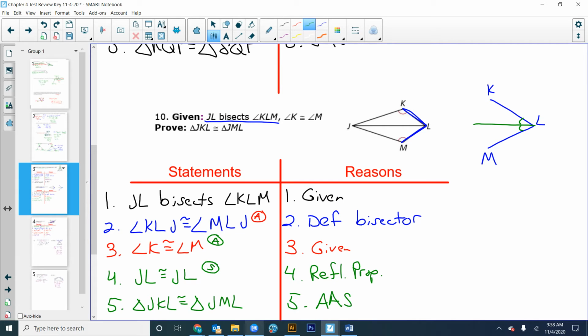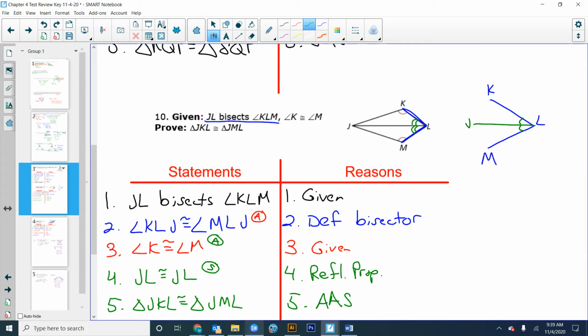Tristan, how did you name those angles? I named them KLJ and MLJ. Perfect. Yep, that's how I named them. Could you have named them JLK and JLM? Yeah, that's fine too. Reason? Definition of a bisector. So that gives us a pair of angles. They're right here.